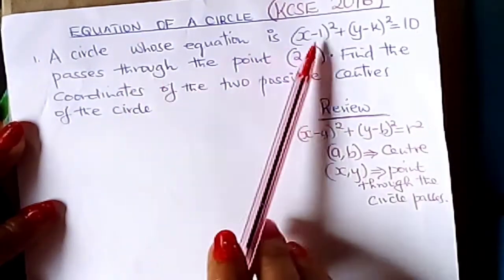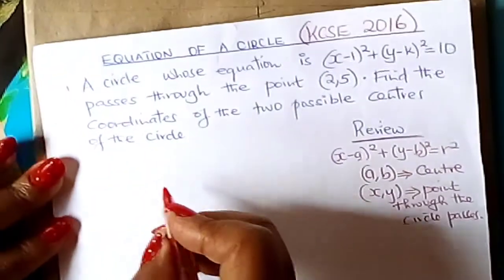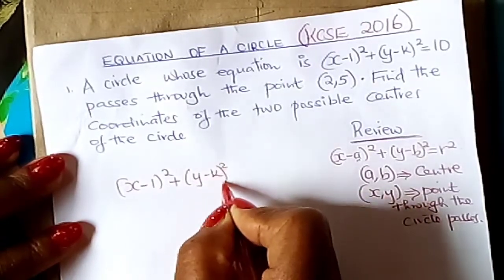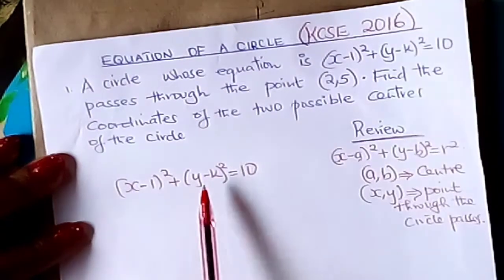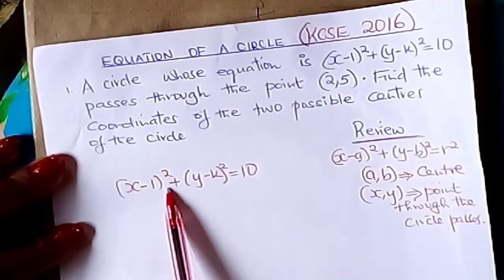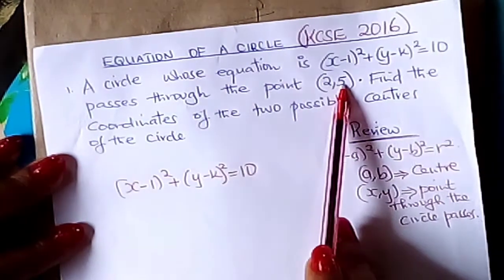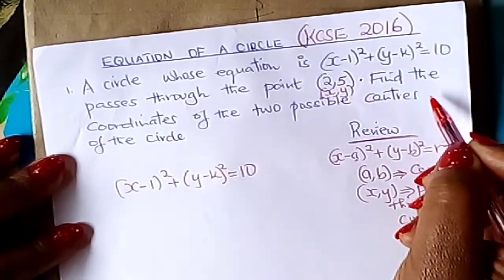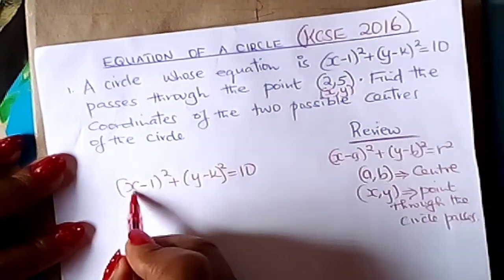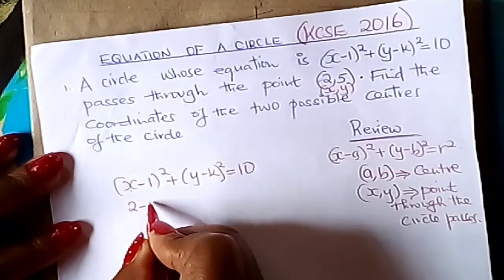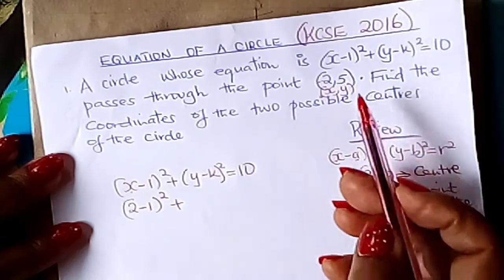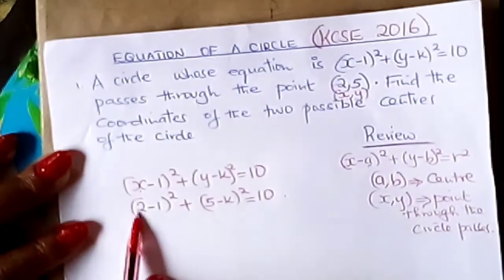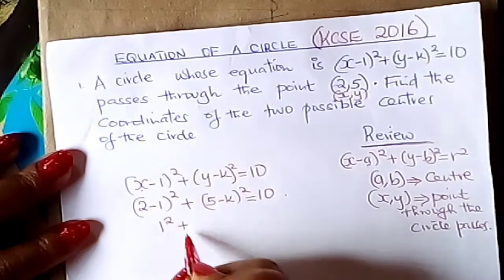So learner, if we come to our equation here, we write that (x - 1)² + (y - k)² = 10. We are told that this circle passes through point (2, 5). So our 2 is our x and 5 is our y. So we come and fix them here. Our x is 2, so (2 - 1)² + (5 - k)² gives us 10. You work out these: 2 minus 1 is 1, and 1 squared gives us 1.